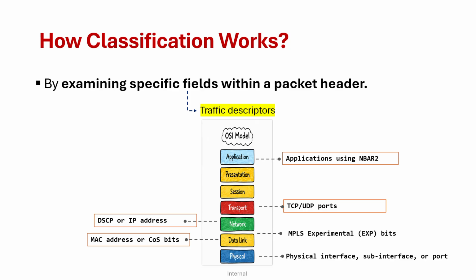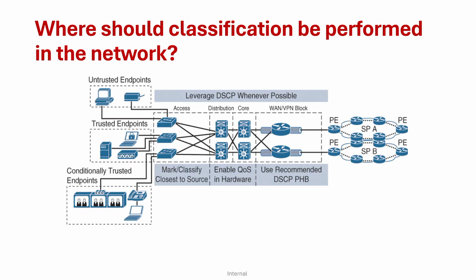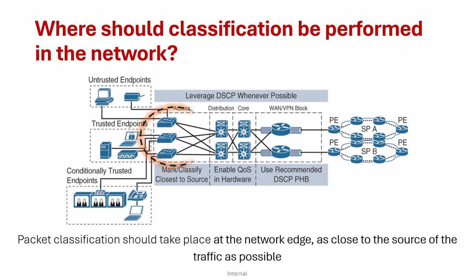So now that we understand how packets are classified, the next important question is, where should this classification be performed in a network? In most network designs, packet classification should take place at the network edge, as close to the source of the traffic as possible. Once the traffic has been identified and classified, the next step is to mark the packet so that other devices in the network can recognize its priority.